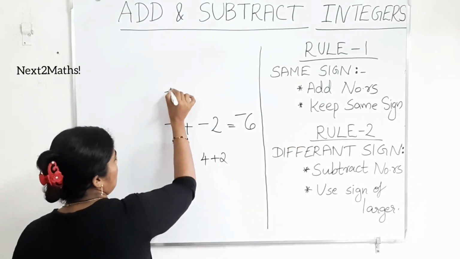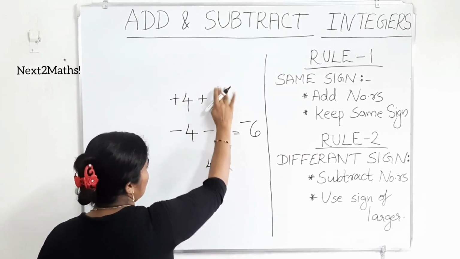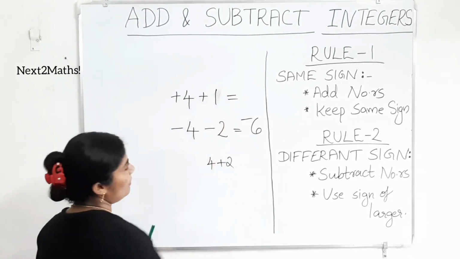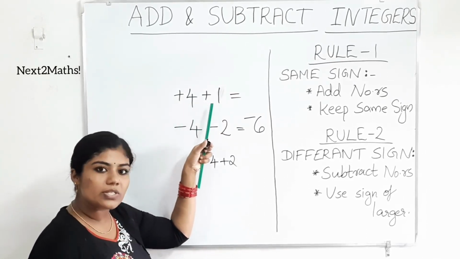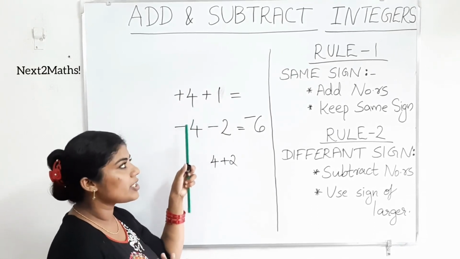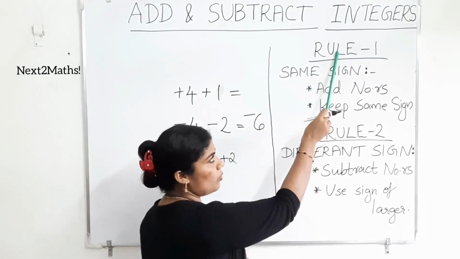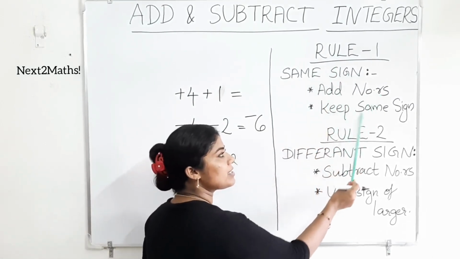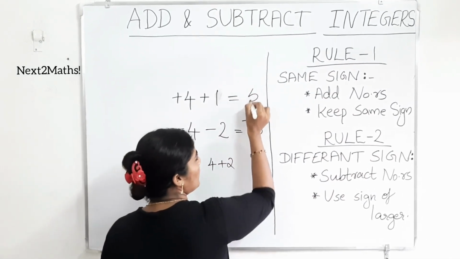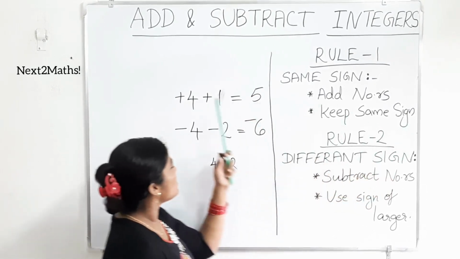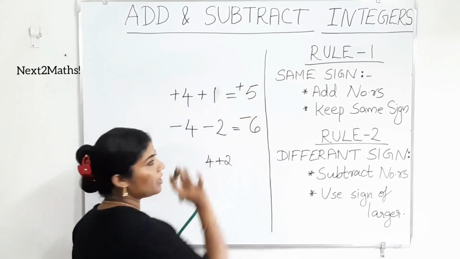Here also we are doing the same. Let's take another one: plus 4 plus 1. Both have the same sign, so move to rule 1. Add the numbers, keep the same sign. Just add the numbers 4 and 1. 4 plus 1, you will get 5. And keep the same sign. What is the sign in your question? Addition. That same addition sign you give here.